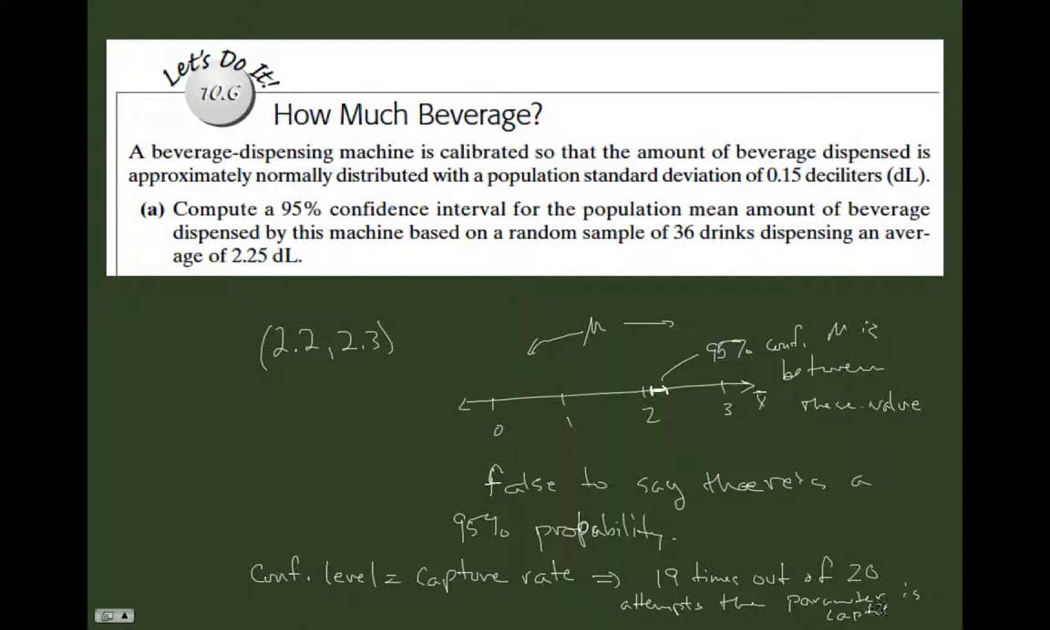So again, if we're thinking about capturing flies, if we set our confidence level for our fly capturing process to 95%, it means 19 times out of 20 we capture the fly. One time, the fly gets away. So if you think about it, you could say there's a 95% chance we'll kill the fly before we attempt it, but once we attempt it, we either did or didn't. And that's why it makes no sense to say there's a 95% chance we killed the fly in past tense. Same thing's true with the confidence interval. So it's a subtle thing, okay?